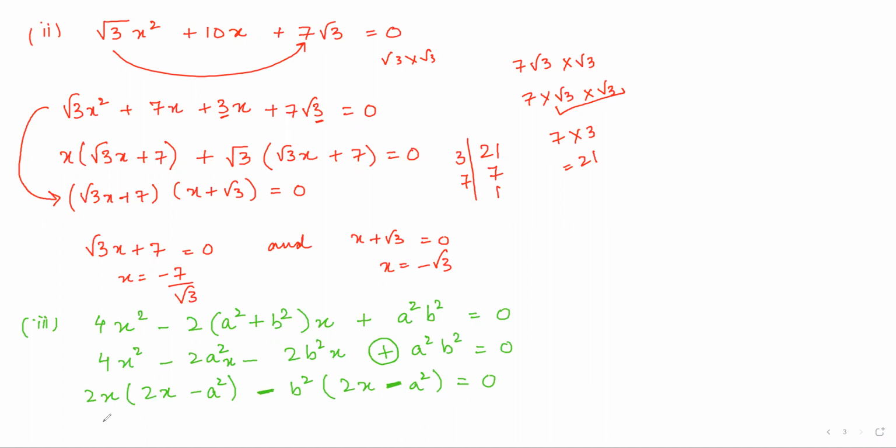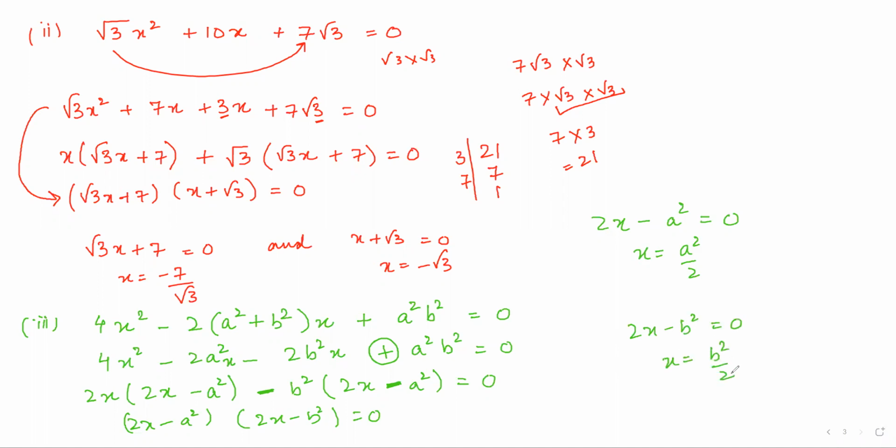So 2x minus a square, this whole bracket is common, 2x minus b square is equal to 0. Now you equate both the factors. So 2x minus a square is equal to 0. That gives you x is equal to a square by 2. And the other factor, 2x minus b square is equal to 0. That gives you x is equal to b square by 2. Simple.